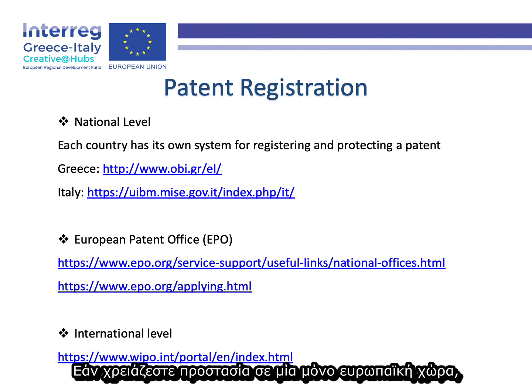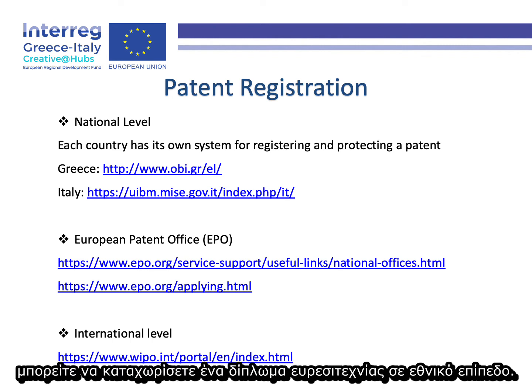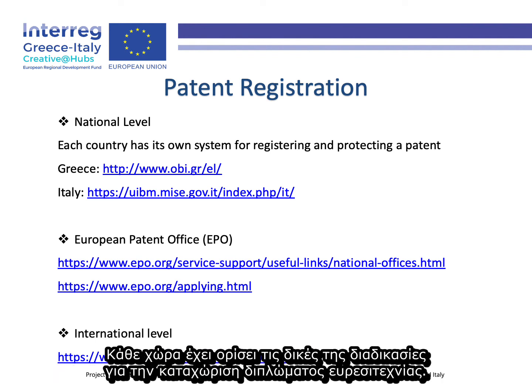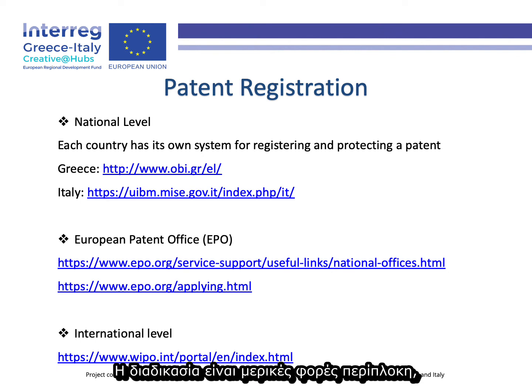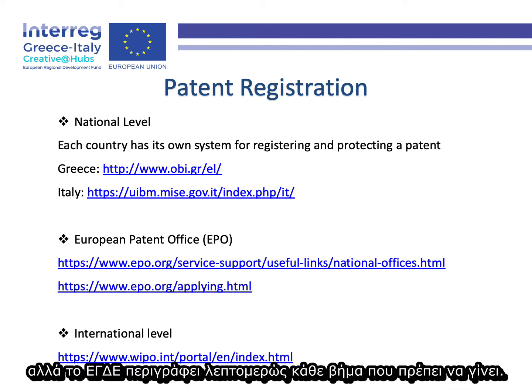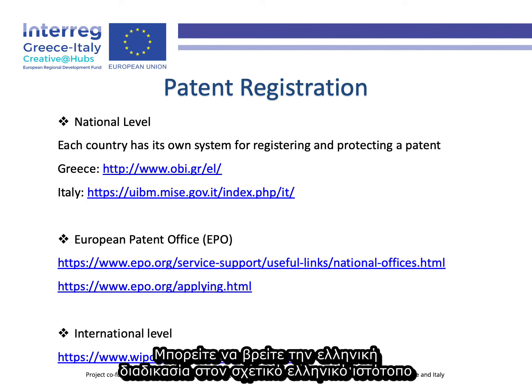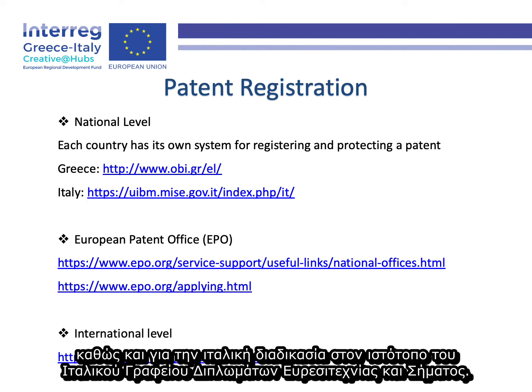How do you register a patent? If you need protection in only one European country, you can register a patent at national level. Each country has set its own procedures in order to register a patent. The procedure is sometimes complex, but the UPO describes in detail every step that must be done. You can find the Greek procedure in the relevant Greek website and also the Italian procedure in the website of the Italian Patent and Trademark Office.